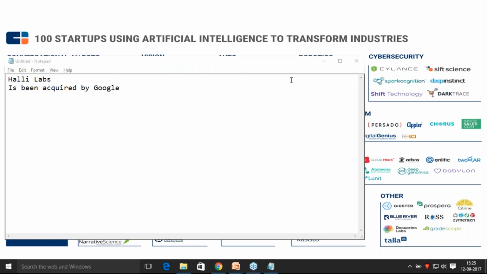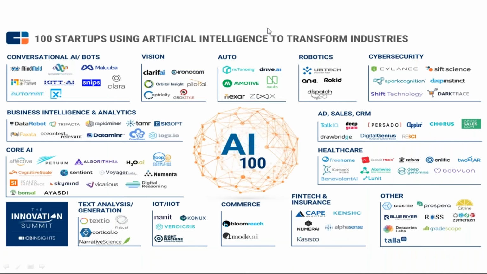Very interesting to note that. No one even knew what Harley Labs was, but the day Google acquired it, it made headlines. This is a field which is going to rule the IT industry for coming years, and I definitely believe that AI will be the future here. These are based on that area, for example, bots like Clara, Minefield, Vision or Clarifai.